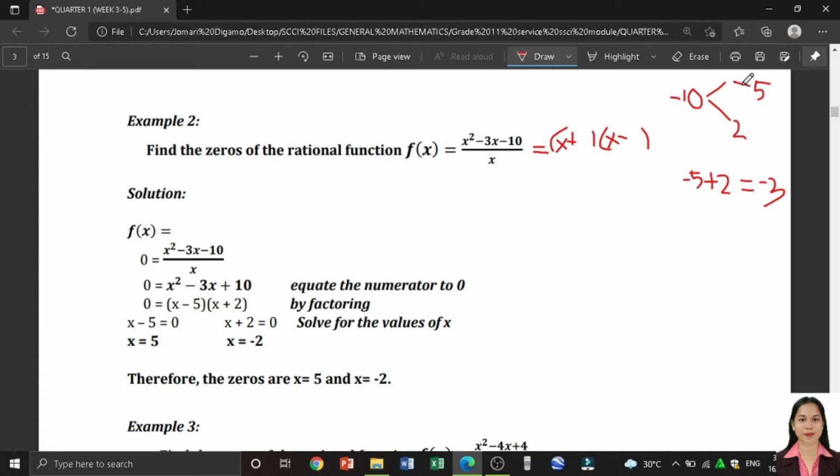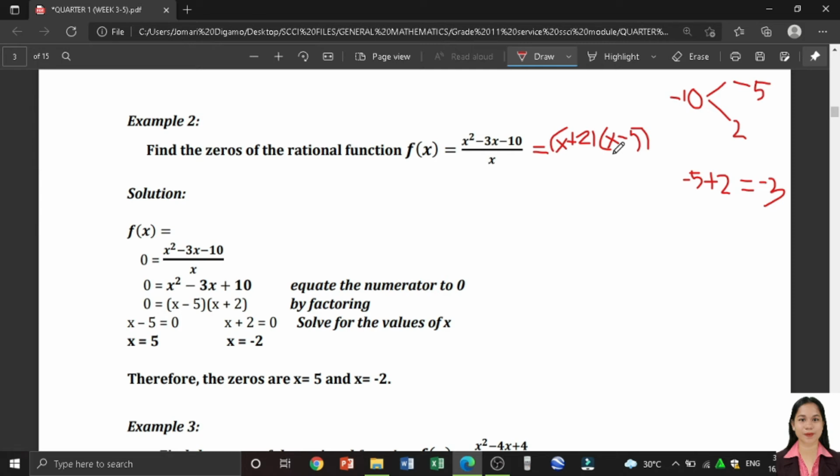So we have here negative 5, so isusulat natin siya dito sa may minus. So we have here 5 minus 5, and then yung positive 2 dito sa may plus, so we have here 2. Okay. So therefore, the factors of x squared minus 3x minus 10 are x plus 2 times x minus 5.